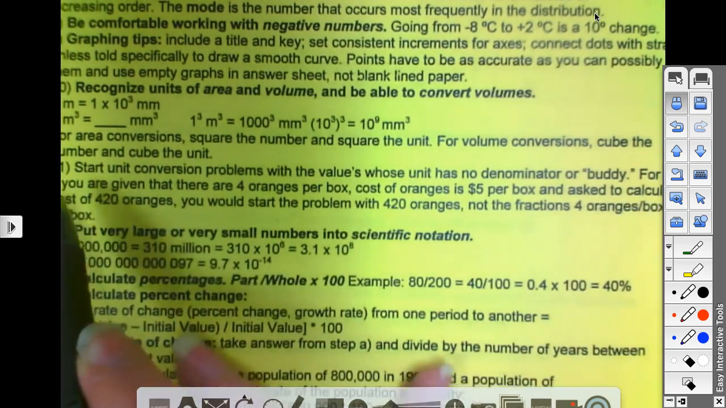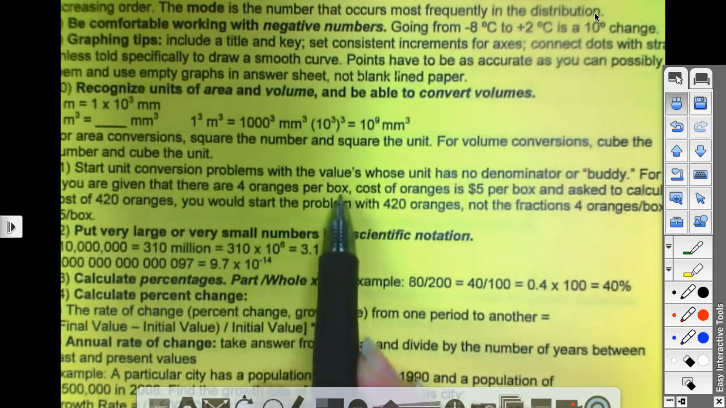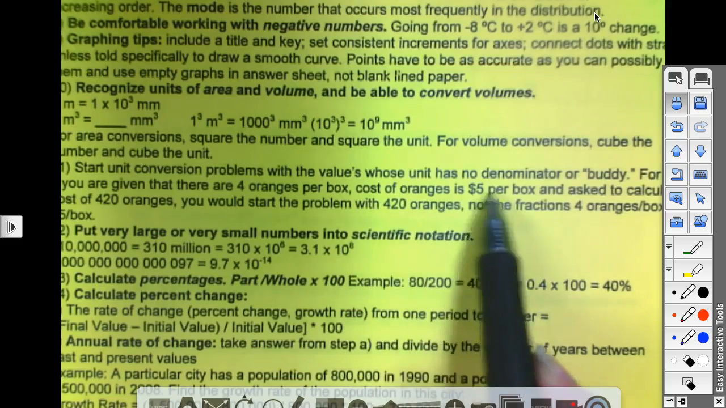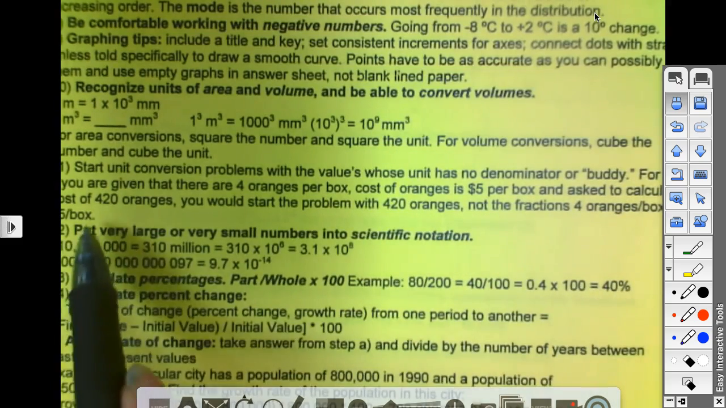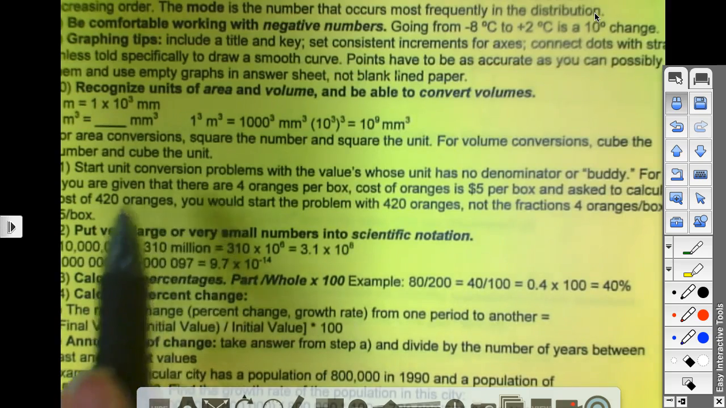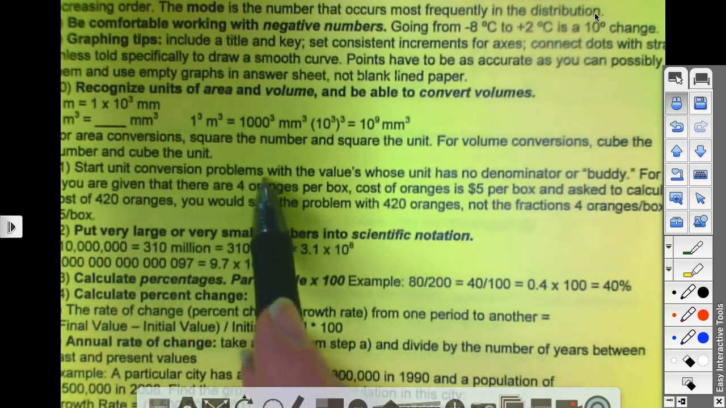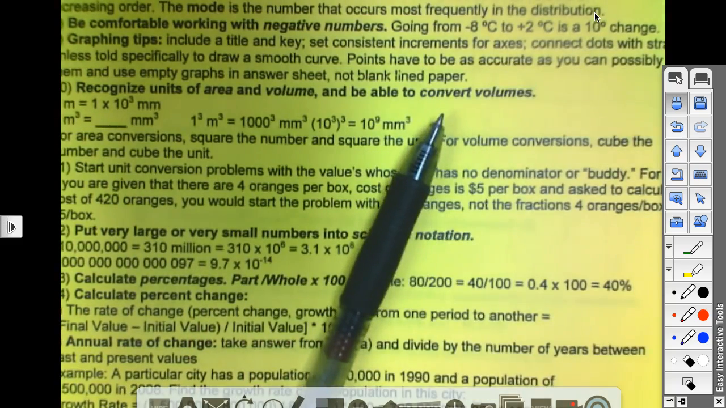So I'm not even going to read that first sentence. So let's just say you were given there's 4 oranges per box. Oranges are $5 per box, and you're asked to calculate the cost of 420 oranges. And so up here it says start with a unit conversion. Some of you are following me, and some of you don't know what I mean. So let me show you this.